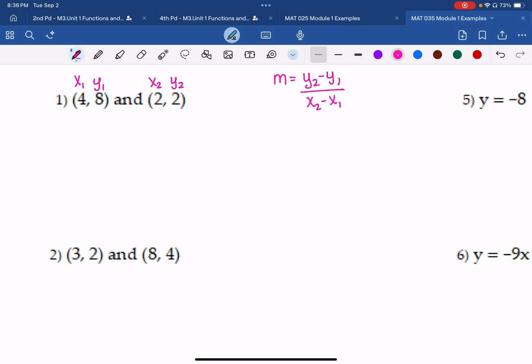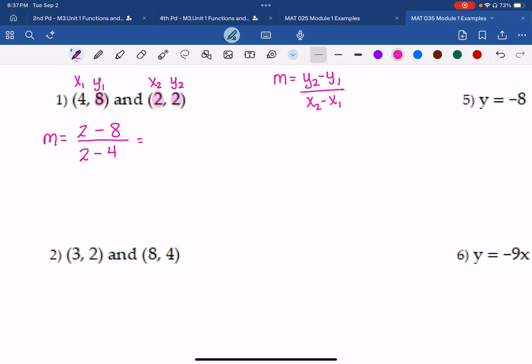We're just going to plug in what we know. To find the slope here, we're going to find the change in our y's, so 2 minus 8. I just took my y's. Then I'm going to take my x's and do the same. Since I started with the 2 here with my y2, I need to start with that x. So 2 minus 4.